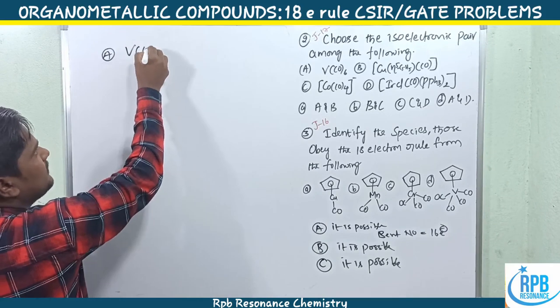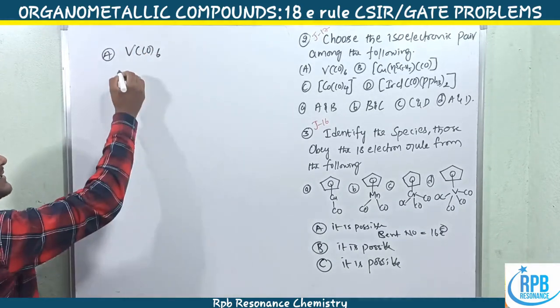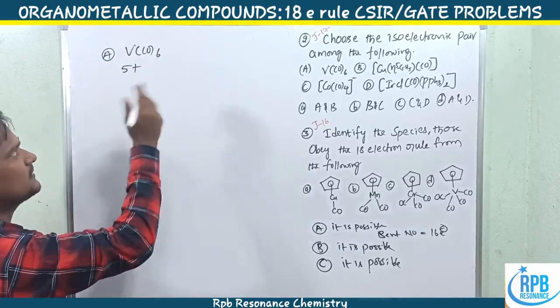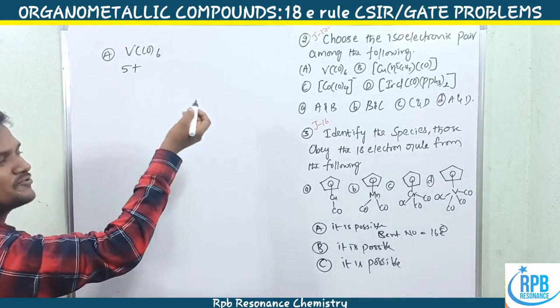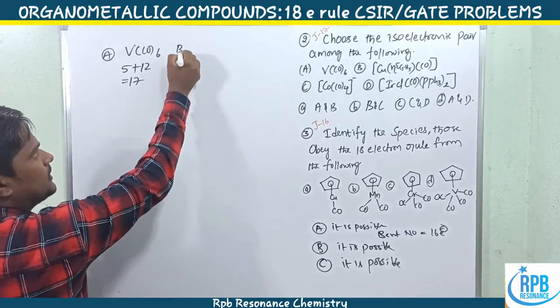So A is V(CO)6. Vanadium is 4s2 3d3, that means 5 electrons. Six carbonyls are there, 6 twos are 12 electrons. Totally it is a 17 electron donor. So then what about B?